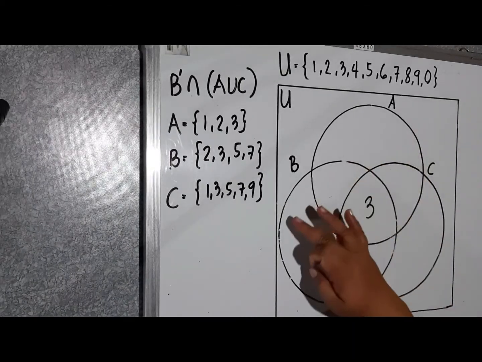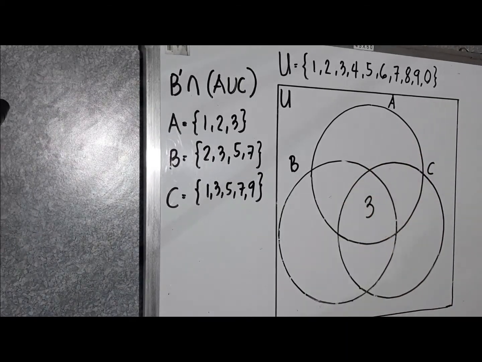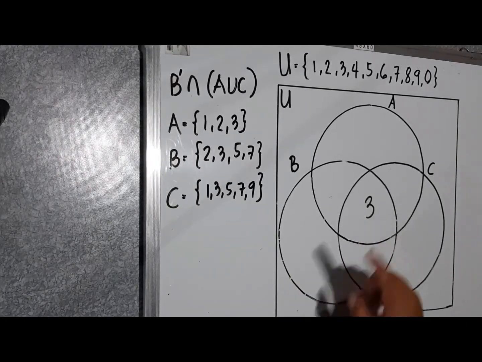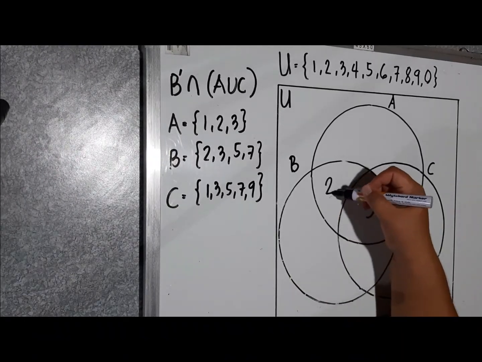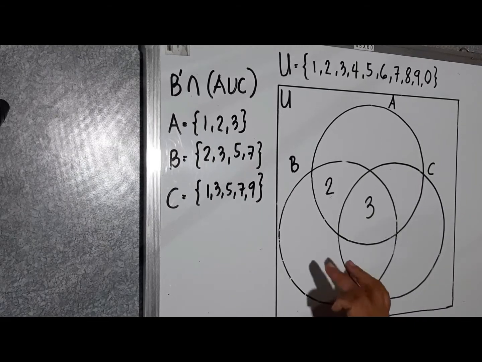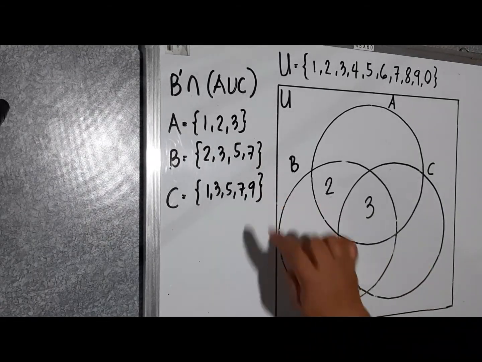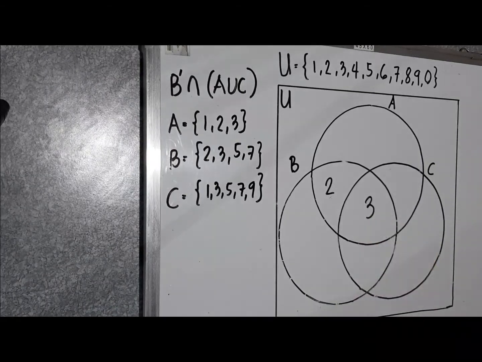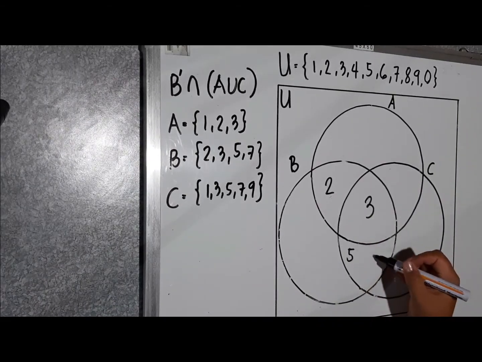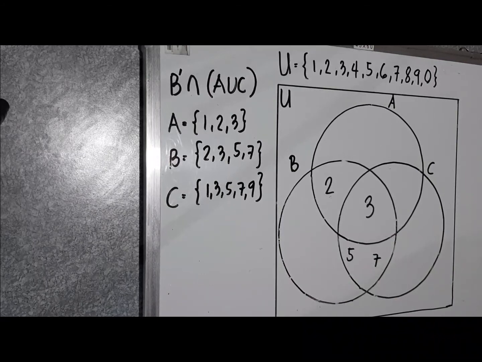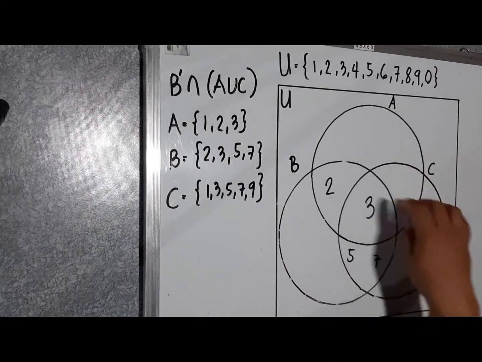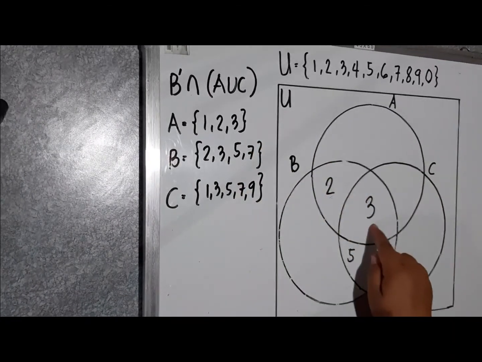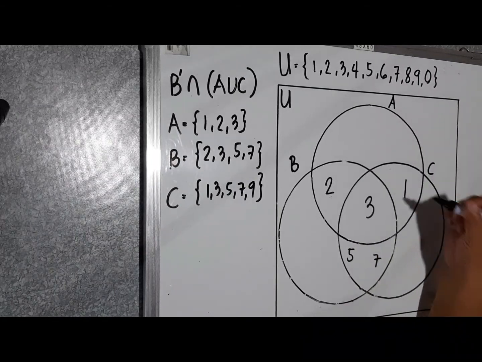Next, what's the common between A and B? Right here. So A and B, 2 and 3. We already have 3, so we'll write 2 only, here. How about B and C? So B and C, we have 3, 5, 7, and we already have 3. So you write here 5, 7. And then A and C, we have 1 and 3. Since we already have 3, we'll write 1.